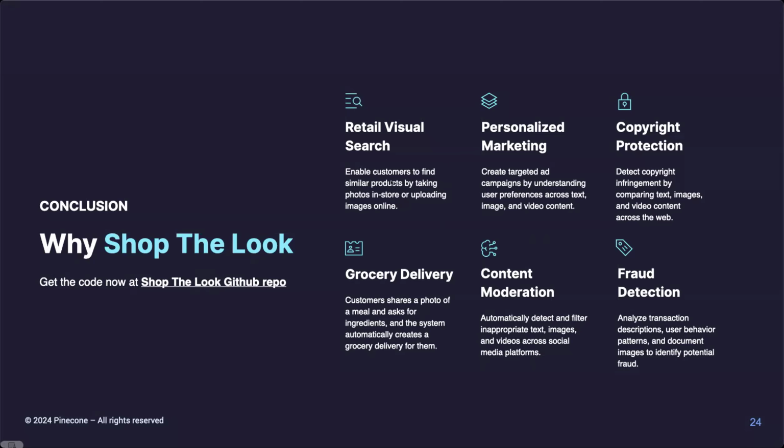And what you can do is, again, you can create retail visual search. You can create personalized marketing. You can do copyright protection. You can do grocery delivery. You can do content moderation, and you can do fraud detection and anything that you can think of that includes text, images, and videos. So these are just some ideas.